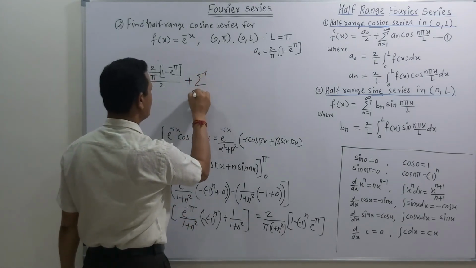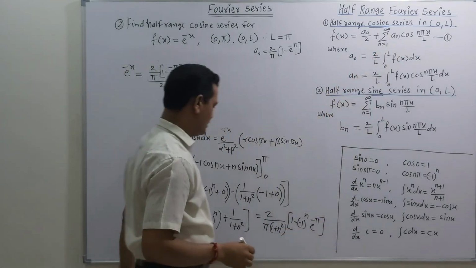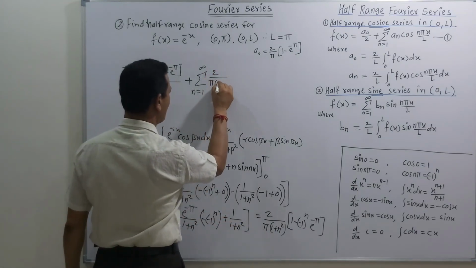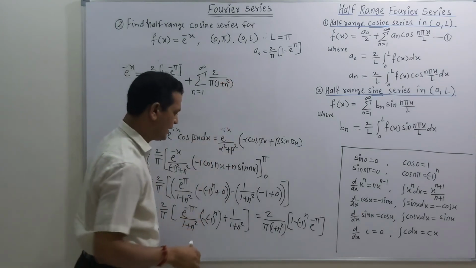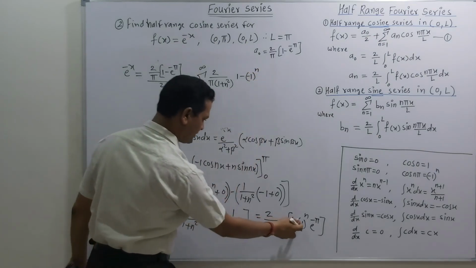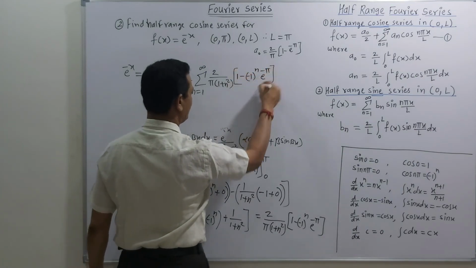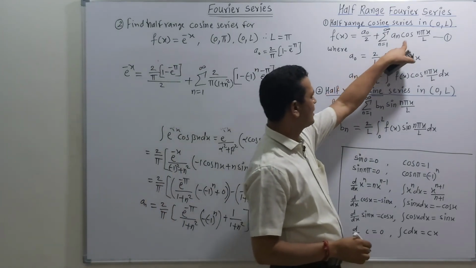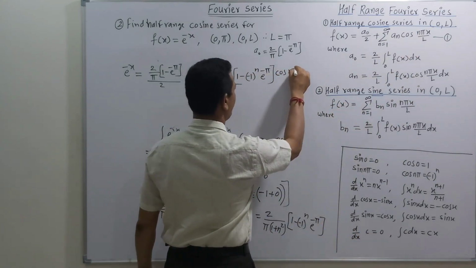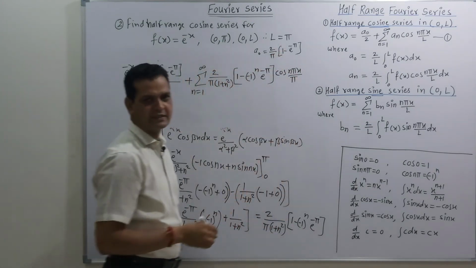Plus summation, n equal to 1 to infinity. Then put the value of an. So we know the value of an, which is 2 upon pi in bracket 1 plus n square. Then again this is 1 minus 1 raised to n, 1 minus 1 raised to n e raised to minus pi. This is the term. Then again this is cos of n pi x upon L, but the value of L is pi, so we get this term in this way.